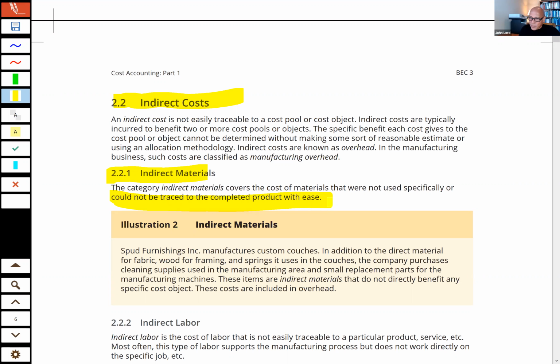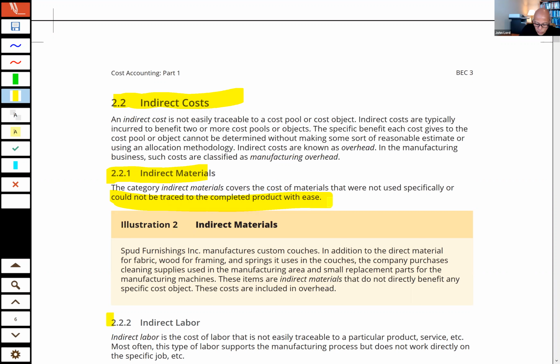Okay, but what happens? They sit there and they could, if they wanted to, measure the glue that you put in a table that carefully, but the cost of measuring that outweighs the benefit of that better accounting information. So we might treat glue that we use to put together a wooden table as an indirect material.